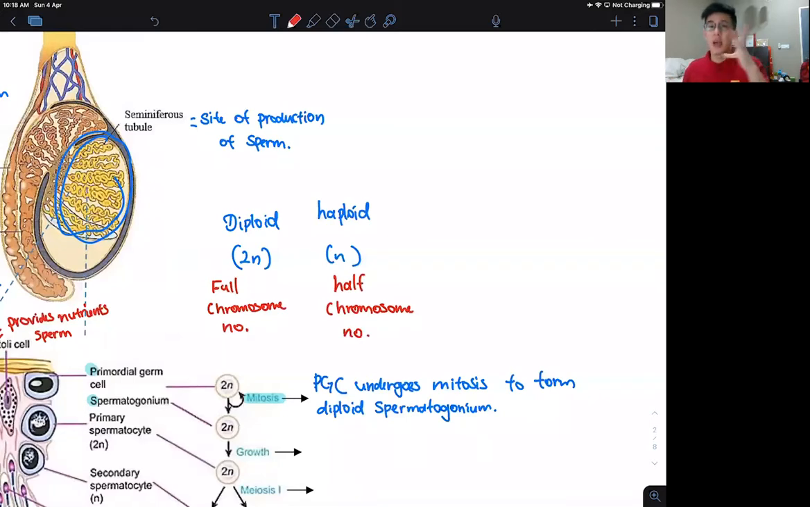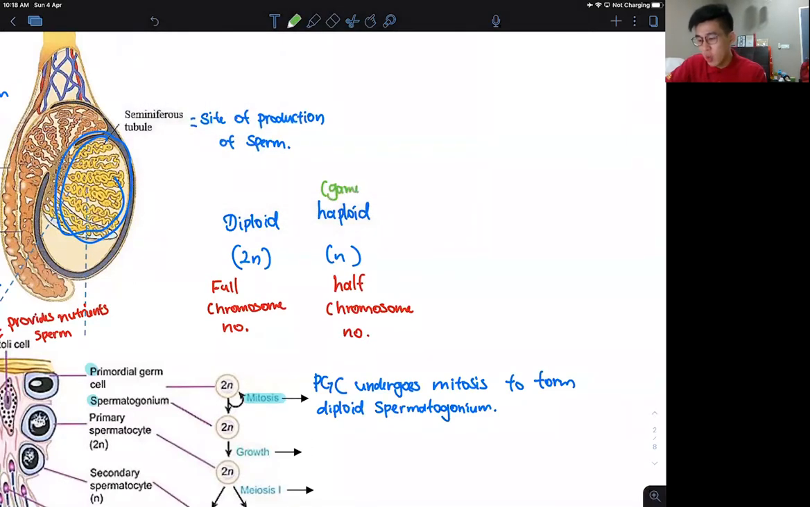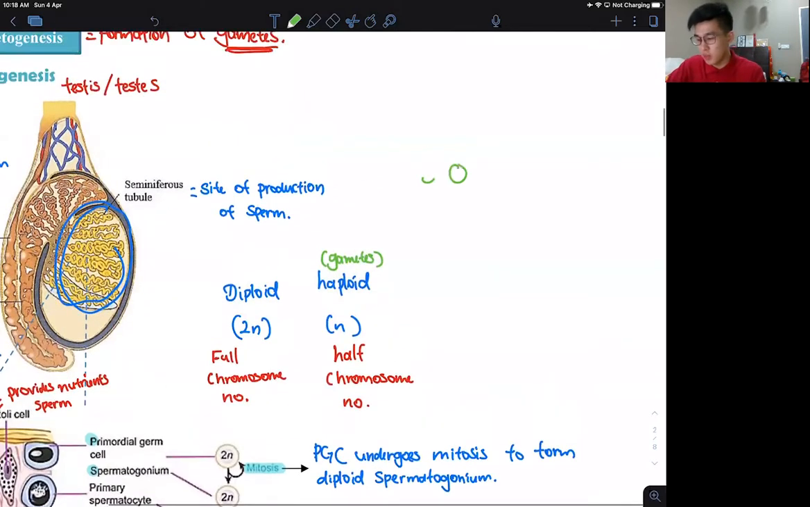Okay, so basically all living organisms have the full chromosome number. Every single cell, what we call somatic cells, meaning all your body cells, has the full chromosome number inside the nucleus. Haploid means half. So only the reproductive cells, the gametes, we are talking about gametes now. Only gametes will have half chromosome number, which is our sperm and ovum.